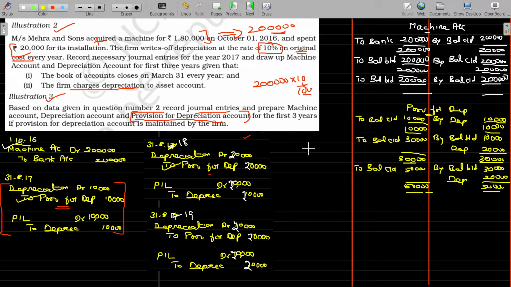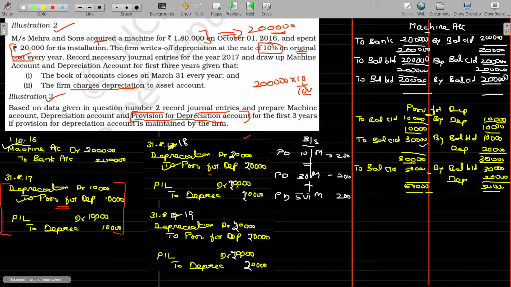How will this appear in the balance sheet? Though it is not asked in the question, you will understand in the balance sheet. For the first year, machine being 200. Provision for depreciation being 10. Second year, the machine will appear at 200. Provision for depreciation will appear at 30 because this is the balance carried on. The balance will go to the balance sheet. In the third year, machine will appear at 200. Provision for depreciation will appear at 50.